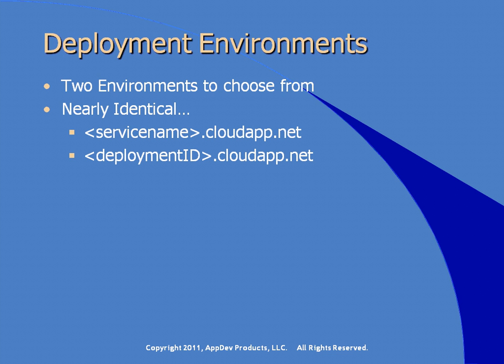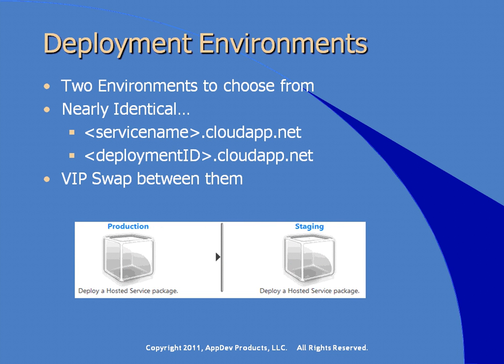And that way we can have a production environment and a staging environment that's not stepping on each other via the name. And the staging environment is going to be the deployment ID.cloudapp.net, where the deployment ID is really a GUID. Now the great thing is what the management portal actually allows you to do is do a VIP swap between them, and VIP means virtual IP. So if we have our production environment running and we've uploaded and tested our updated application and that's running in staging, we can actually do a VIP swap and swap those and move our staging into production.